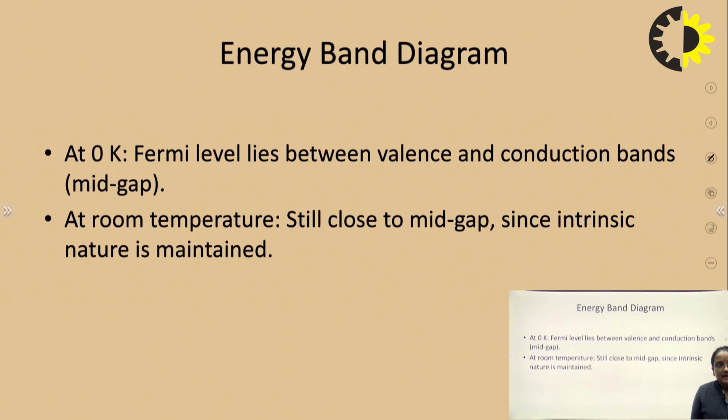The next is the energy band diagram. In the energy band diagram at 0 Kelvin, the Fermi level lies between the valence band and the conduction band. At room temperature, it will be close to the mid gap.